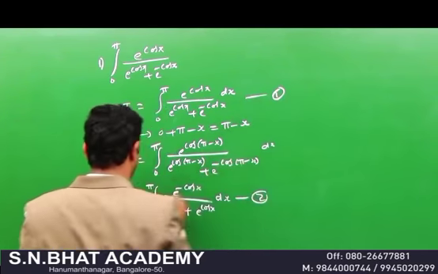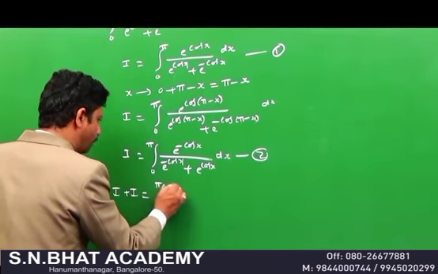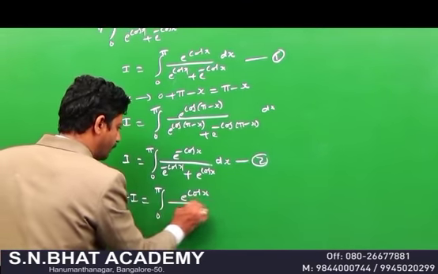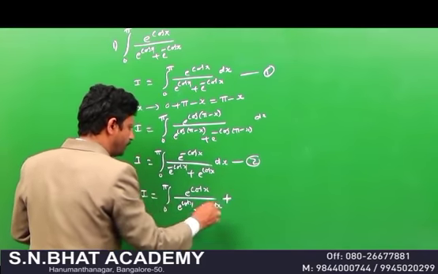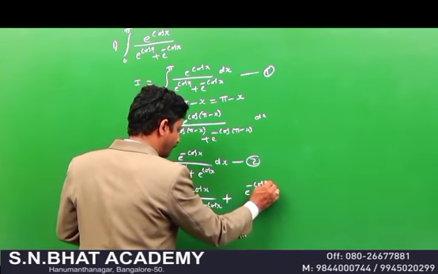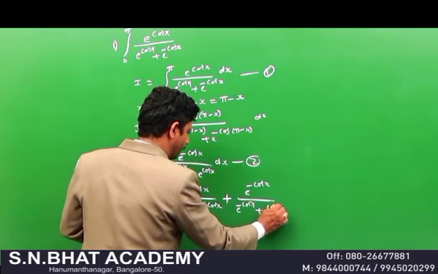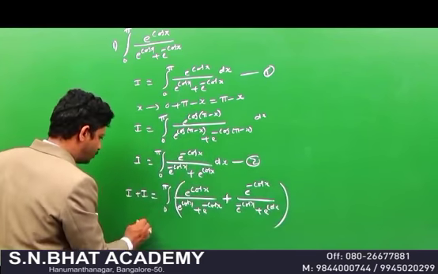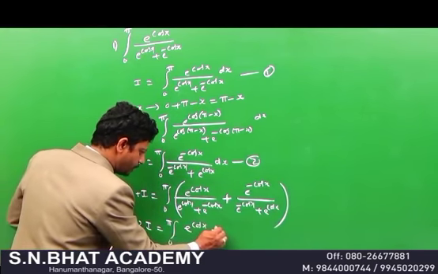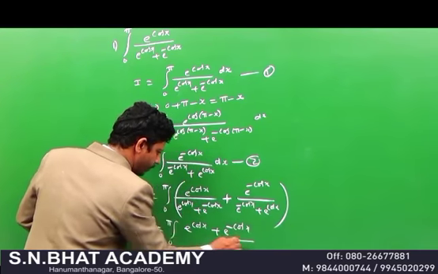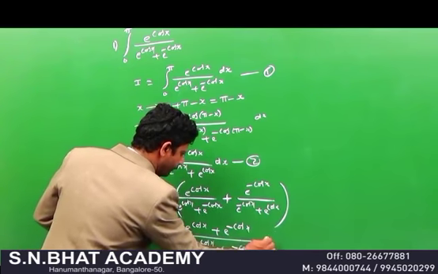Now add 1 and 2. Adding 1 and 2, we get I plus I equal to the integral from 0 to pi of e to the power of cos x divided by e to the power of cos x plus e to the power of minus cos x, plus e to the power of minus cos x divided by e to the power of minus cos x plus e to the power of cos x. Then 2I is equal to the integral from 0 to pi of e to the power of cos x plus e to the power of minus cos x divided by e to the power of cos x plus e to the power of minus cos x.